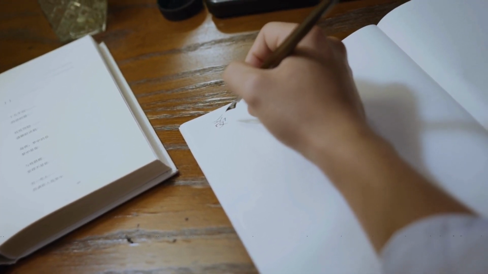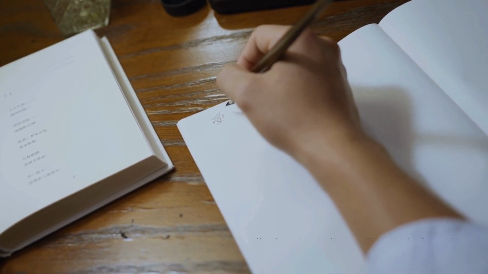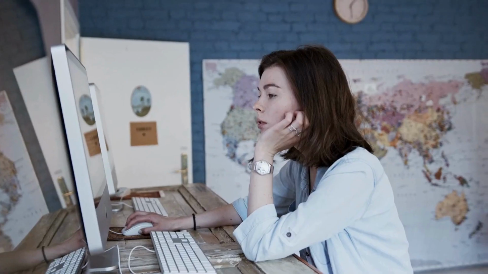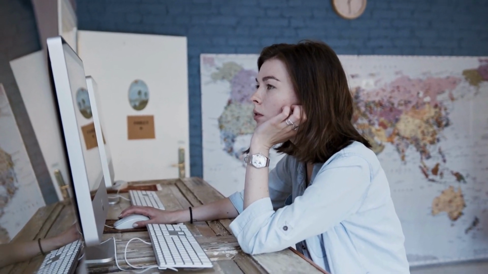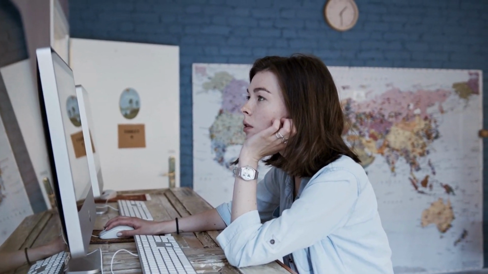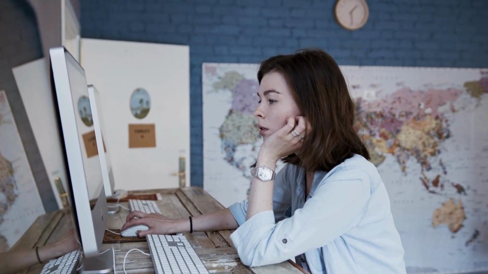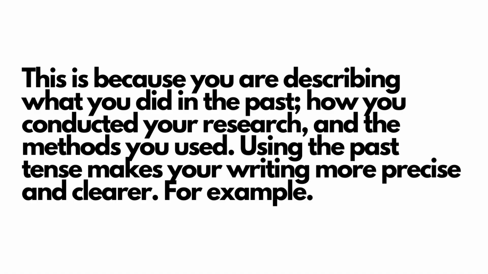If you are writing this research methodology for a research proposal, and have not carried out your research yet, write it in the future tense. If you have already carried out your research, and are writing a research methodology for your final thesis, dissertation, or research paper, then you must use the simple past tense. This is because you are describing what you did in the past, how you conducted your research, and the methods you used. Using the past tense makes your writing more precise and clearer.